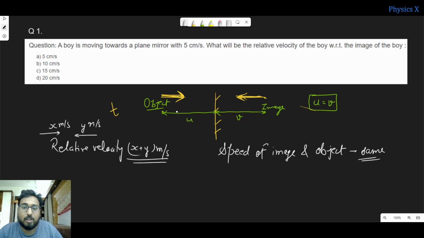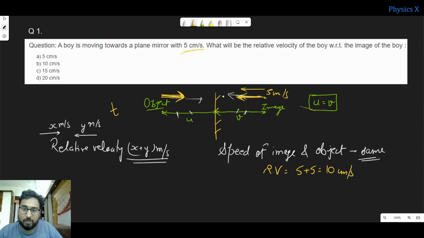Both will be the same because at whatever instant the object is present in front of the mirror, the image forms at the same distance behind it. Suppose the object is here, the image will be here. If the object is moving like this, the image is also moving like this. So if the boy is approaching the plane mirror at 5 centimeter per second, the image also moves in this direction at 5 centimeter per second. So the relative velocity will be 5 plus 5, that is 10 centimeter per second. Understood? This is your first question.